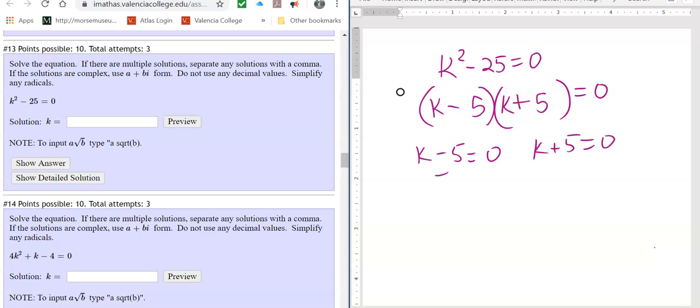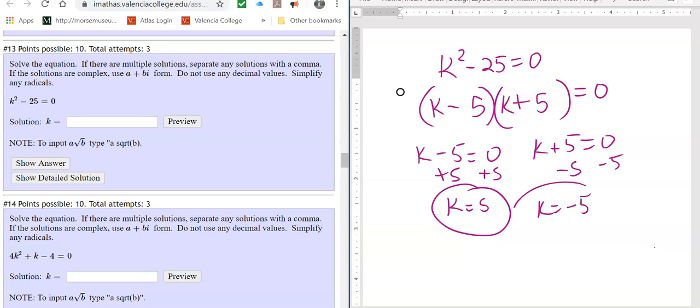Nice easy problem. And I'll get k is equal to 5 and k is equal to -5. And I can check those by putting them into the original problem to make sure it's true.